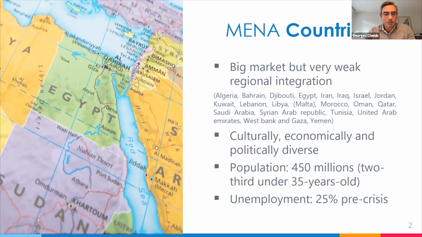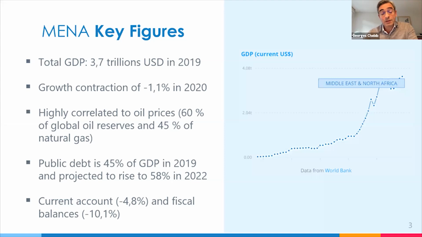It's almost similar to the European Union, but it's a very young country. Two-thirds are less than 35 years old. The unemployment rate is very high, though, and mostly touching the women. Then its total GDP in the region is 3.7 trillion USD. It's actually 4 times smaller than the European Union. European Union, I think it's 15.7.